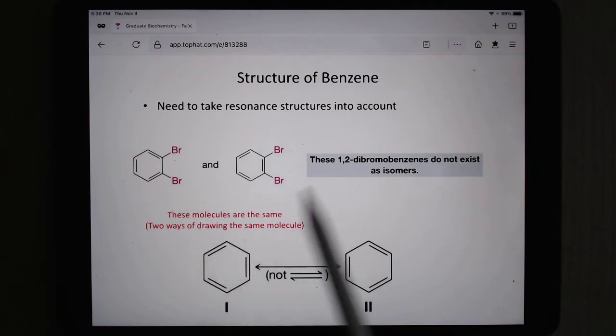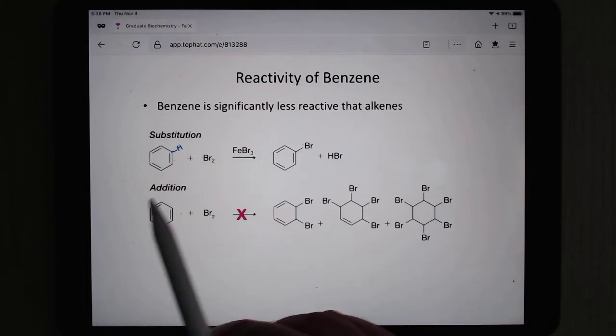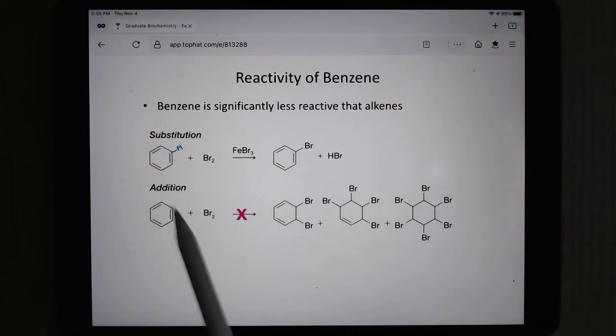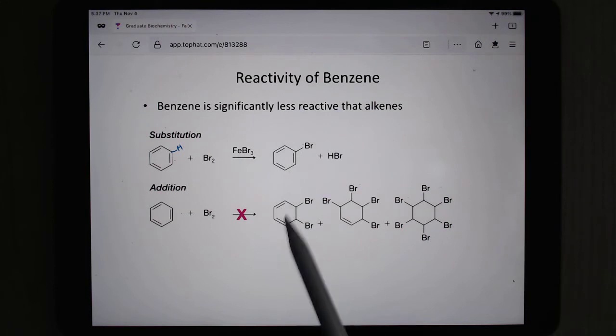The reason for that is because of the resonance. Resonance provides a massive amount of stability to this overall system, so we need to maintain that. When you come back to this, this is no longer aromatic. This is no longer completely conjugated all the way around the ring.